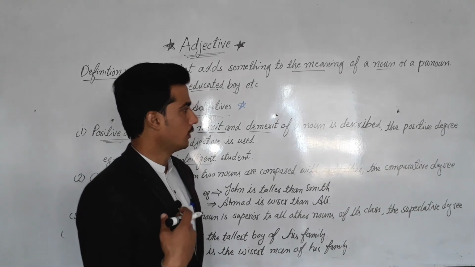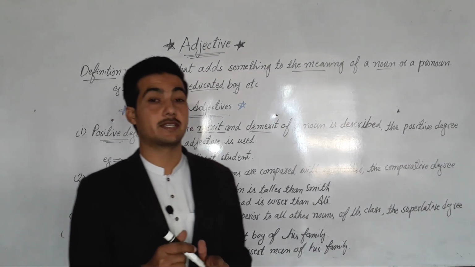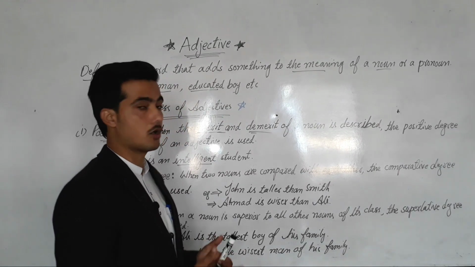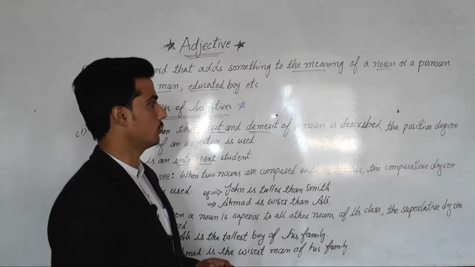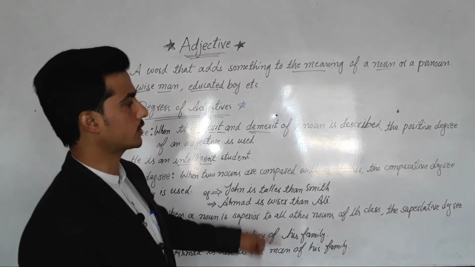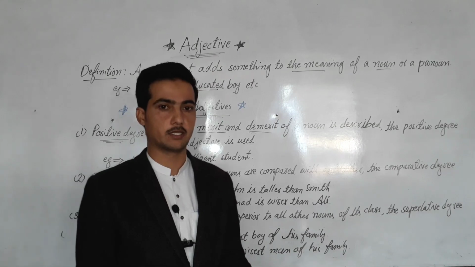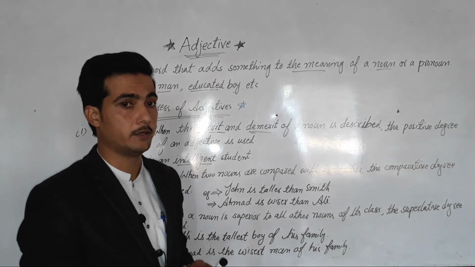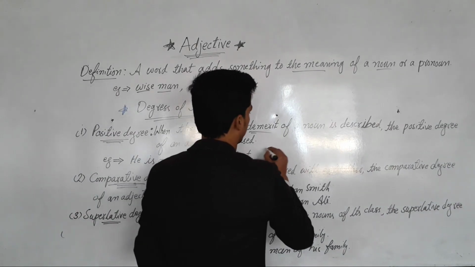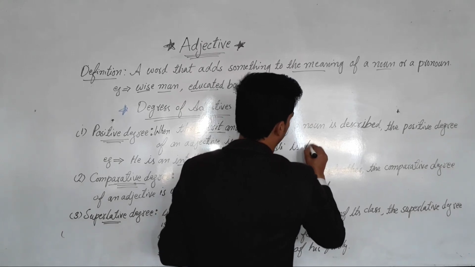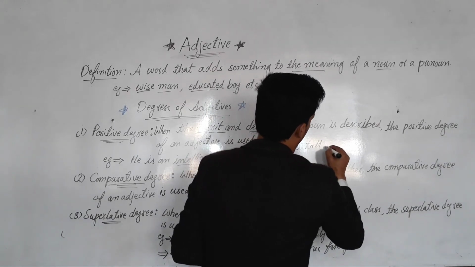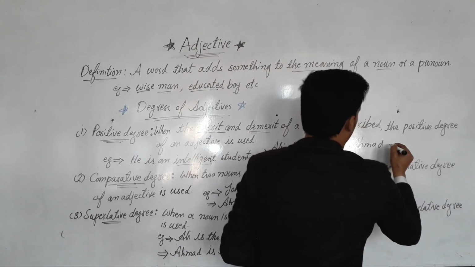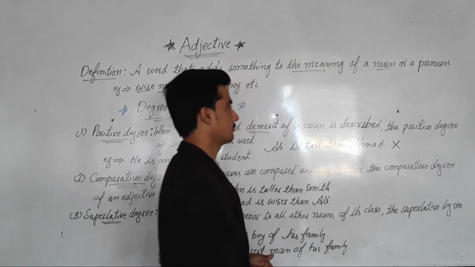Okay, you need to keep in mind, mostly students get confused. Sometimes they use the positive degree wrongly because they don't know how to use it. We use the positive degree with only one person, when you want to describe only one person. For example, if you use it like this: Ali is tall than Ahmad. You can see that this will be wrong.